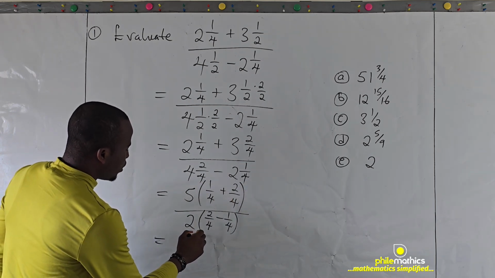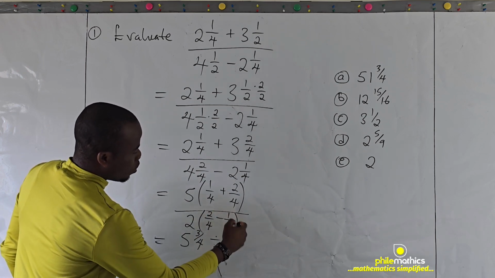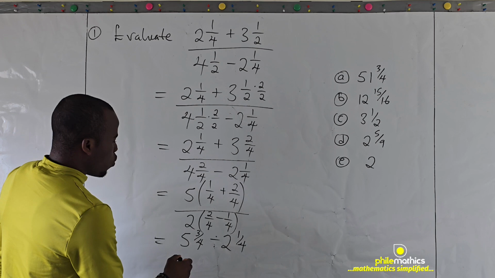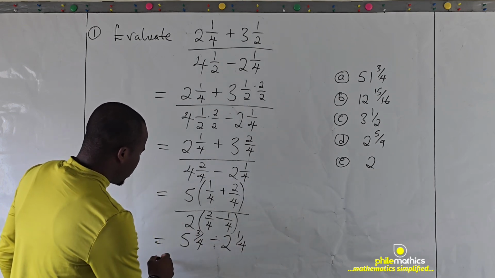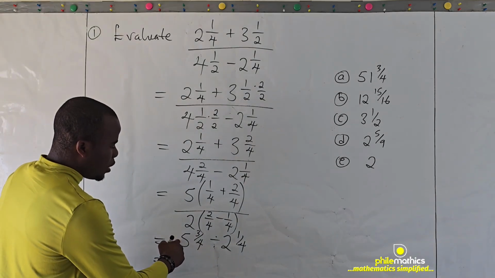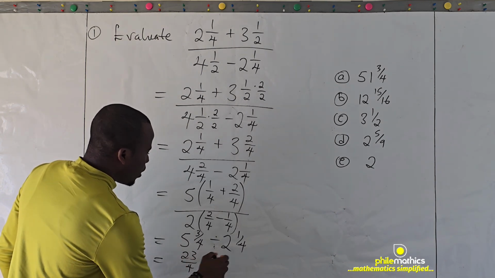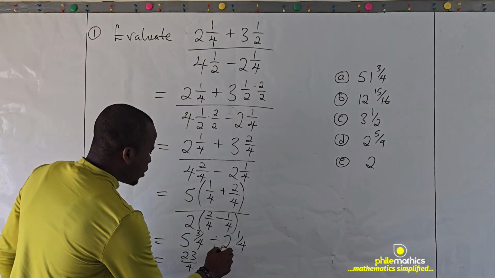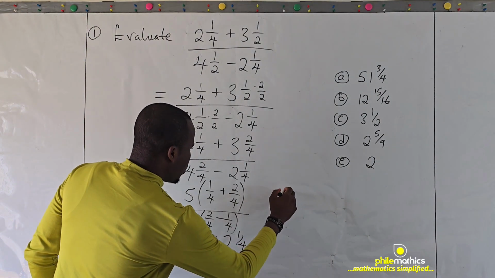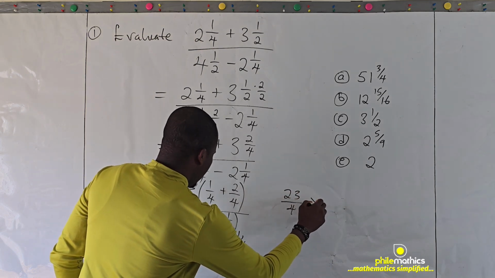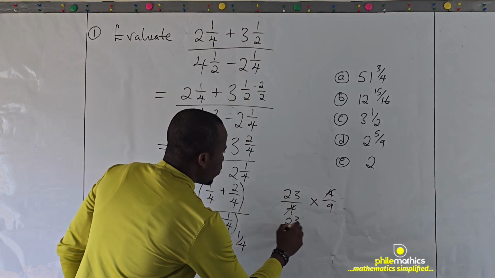This is 5 whole number 3 over 4 divided by 2 whole number 2 over 4 minus 1 over 4, which is 1 over 4. And so at this point, I can convert. If I convert, I will get 5 times 4, 20, plus 3, which is 23 over 4, divided by 4 times 2, 8, plus 1, 9 over 4. If we change division to multiplication, we will get 23 over 4 times 4 over 9. This can go with this, and we're left with 23 over 9.